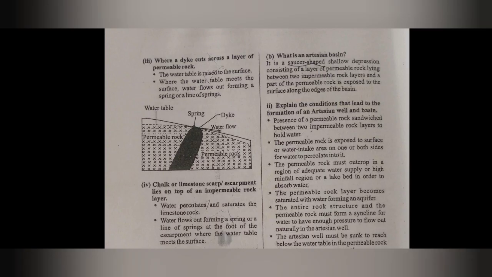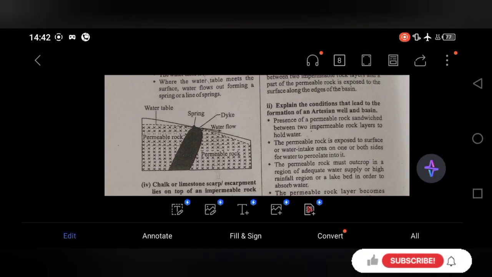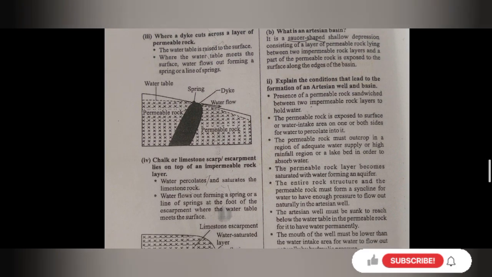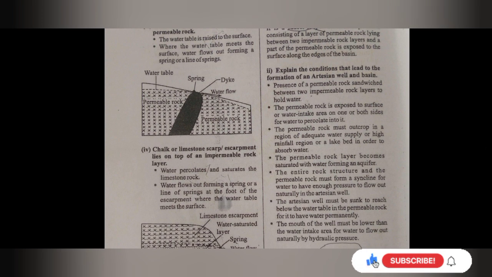And just to look at our slide there, the presence of permeable rock, which is sandwiched between two impermeable rock layers to hold the water. It's very important that you have a permeable rock that is sandwiched between two impermeable rock layers. Number two, the permeable rock must be exposed to the surface to allow water intake, either on both sides or on one side. It must be exposed to the surface.